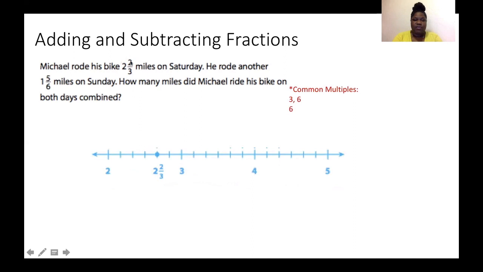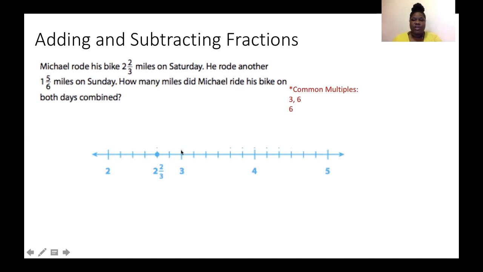Since he rode 2 and 2/3 on Saturday, I'm going to start with the whole number 2 on my open number line. And I just put the numbers 2, 3, 4, 5. Now, since my common denominator is 6, I'm going to put 5 tick marks in between each whole number to get 6 equal parts. So when I do my hops, I have 6 parts. 1, 2, 3, 4, 5, 6.